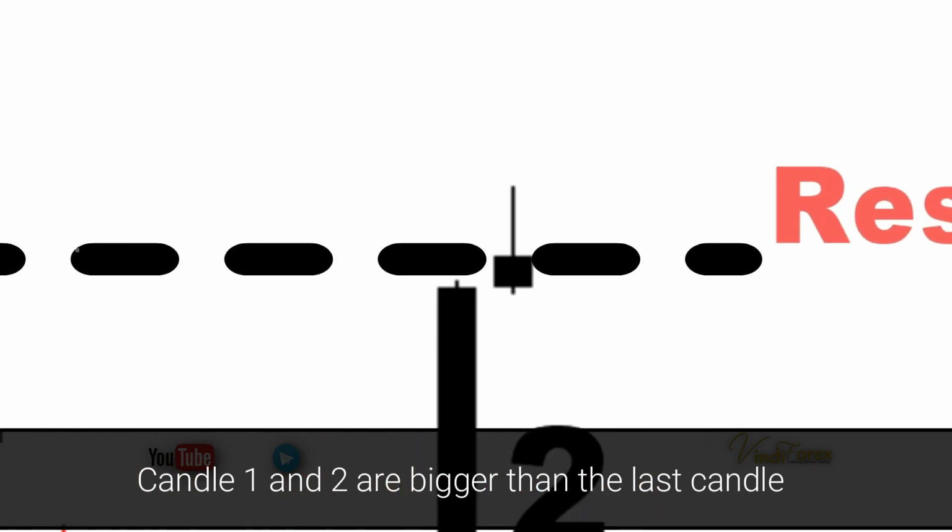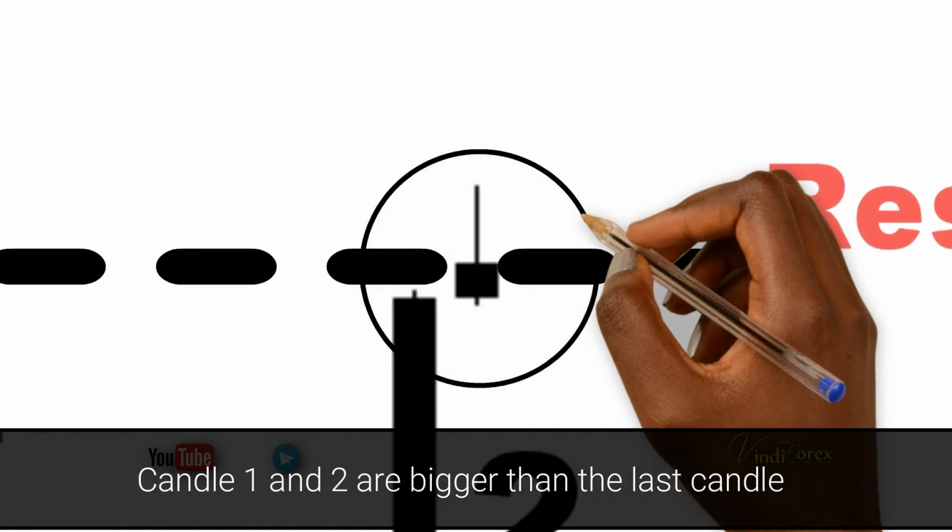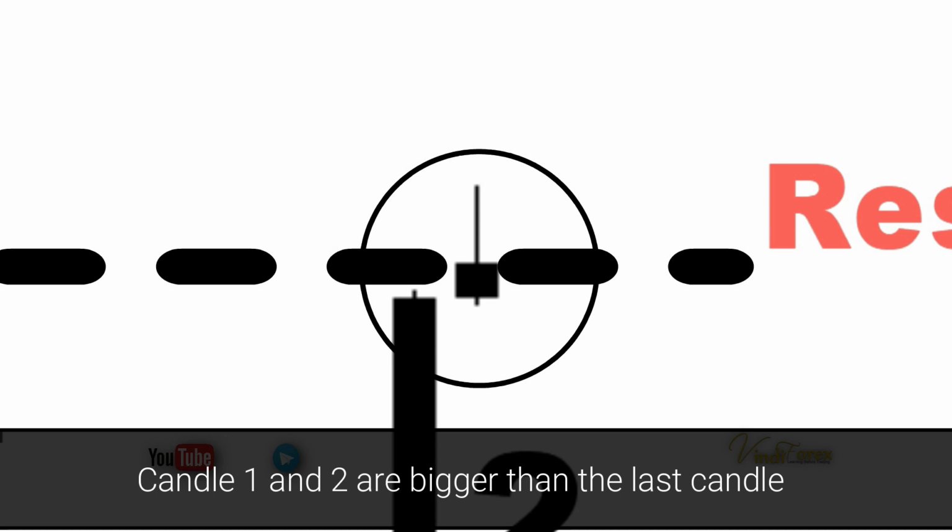The last two are big, but this one right here, it's tiny, and it has some sort of a wick on the other side. It's not a full body candle like the other two.